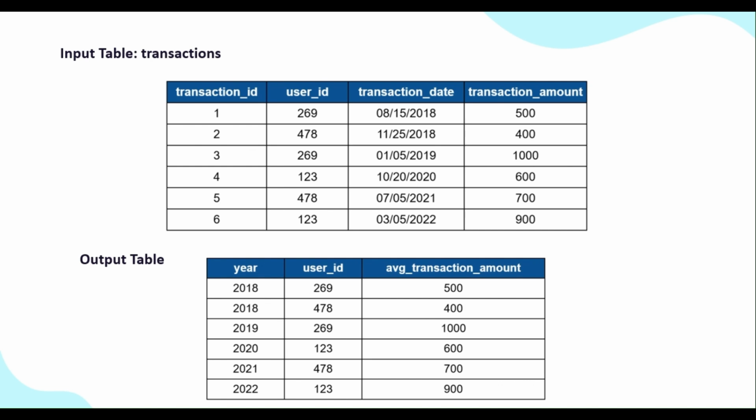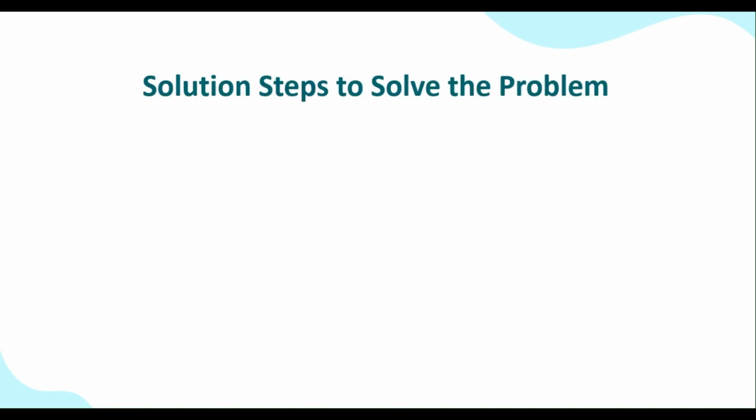Now let's take a look at the solution steps and the thinking approach to solve this problem. Our first step would be to understand the problem. Our goal is to calculate the average transaction amount for each user within the range of years between 2018 to 2022. So we need to group the data by year and user and then compute the average for each group. That's the very first step: just to understand what we need to calculate and what our goal is.